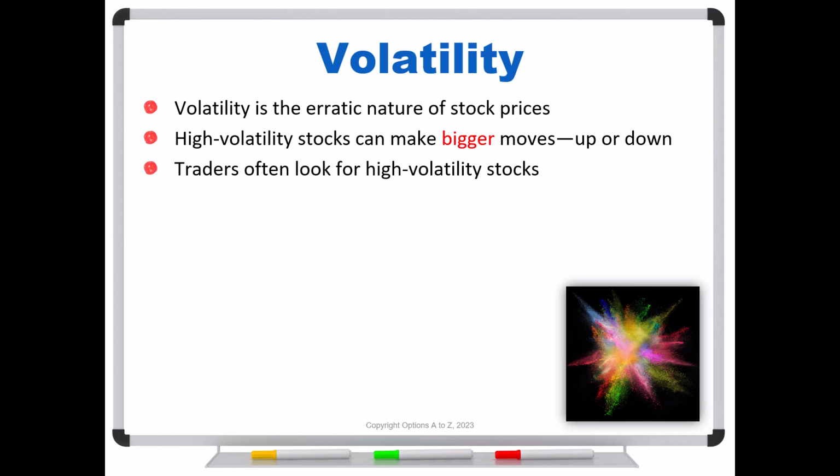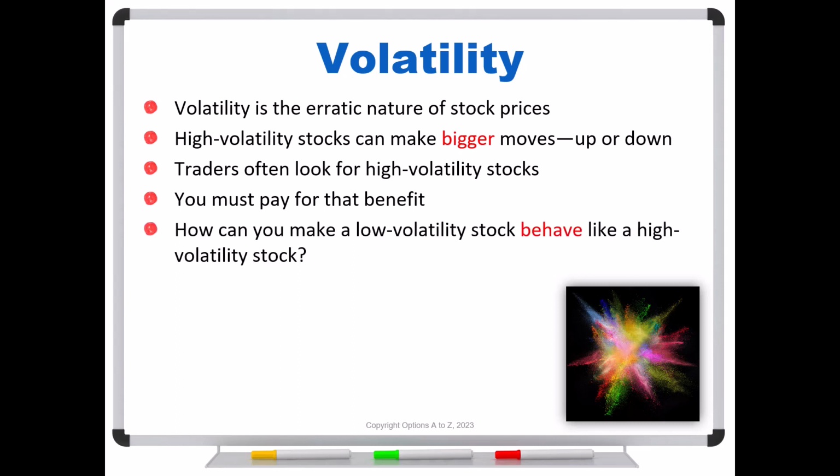They'll say, well, if I buy these high volatility stocks, I might make a big move, but I've got this limited downside if I'm wrong. But again, that's true, but you've got to pay for that benefit. You're going to pay more for those options. So the question that we want to find out here is, how can you make a low volatility stock behave like a high volatility stock? And with options, we can do it.